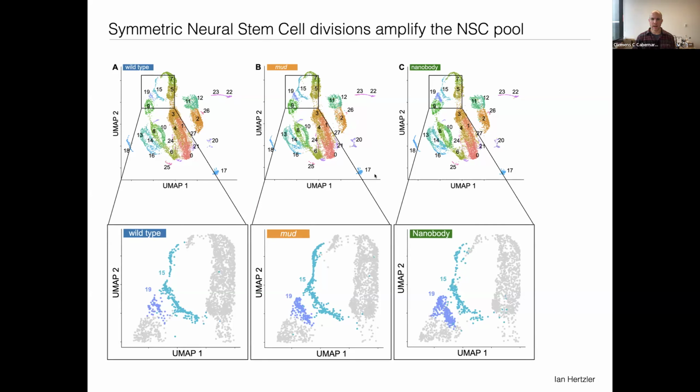However, when we looked at these clusters in more detail, I'm not going to tell you what each number means, but when we looked at the stem cell pool, which is represented by clusters 15 and 19, we actually see that there is a change in the number of stem cells in mother nanobody compared to wild type. Consistent with the movies I showed you, we see a 1.5 to 2-fold increase in the number of stem cells in mother nanobody compared to wild type.